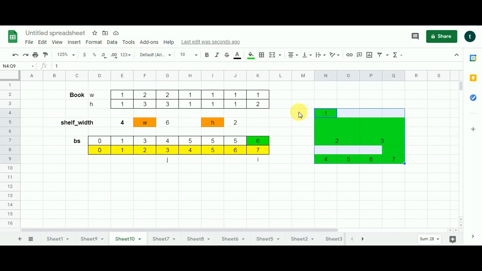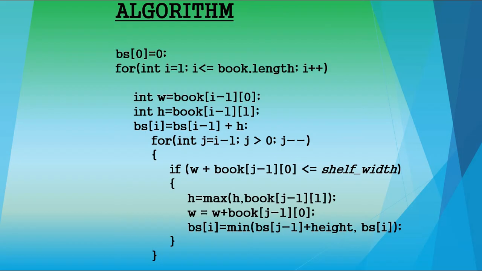Now we are going to take a look at its algorithm. So this is the algorithm. Basically, this is the running program which you can put in a function and it is going to work for you. You can try it out totally. This exactly goes with what I have explained in the video.